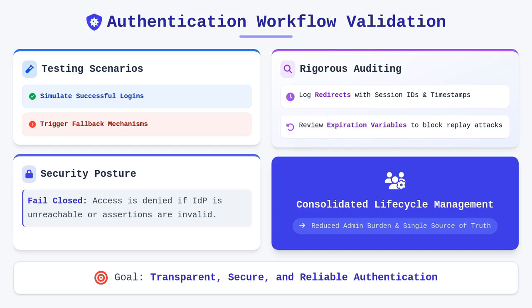You must audit these authentication events strictly, ensuring that all redirects are logged with their corresponding session IDs and timestamps. By consistently reviewing the logs for expiration variables within the tokens, you can prevent time-based attacks or replay attempts from succeeding. Establishing this robust integration reduces the administrative burden on your support teams by consolidating user lifecycle management into a single source of truth. As we finalize our understanding of this setup, remember that the goal is a transparent, secure, and reliable authentication path that enhances both security and usability.